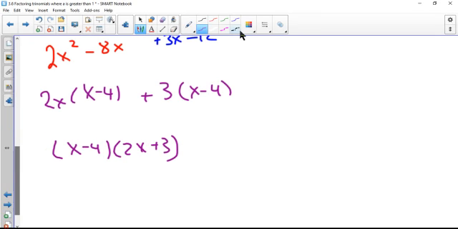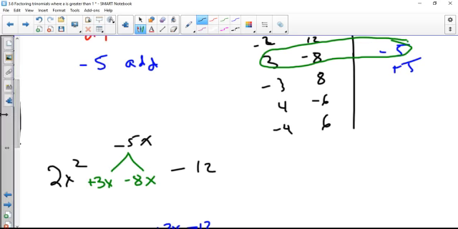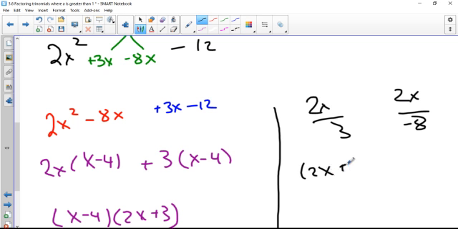Just as a bit of a side-by-side comparison, doing the line method, we found the numbers to be 3 and minus 8. So this is just another way we can check it. We've got 3 and minus 8. It was 2x squared, so 2x on top. Notice I can't factor here. I can factor a 2 out from that one, so I'm going to be left with 2x plus 3 times, oops, not 2x, times x minus 4. And we get the same answer.